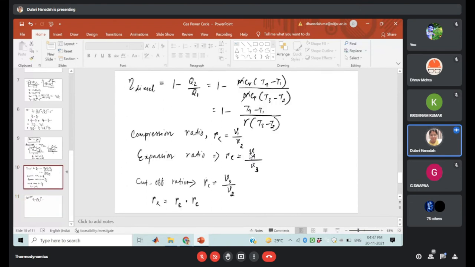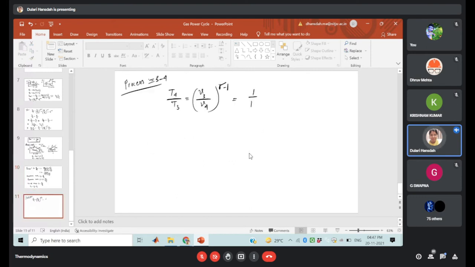यहाँ पे हमने expansion ratio लिया है V4 upon V3. Okay, so it will be expansion ratio RA, to the power gamma minus 1. Okay, so simply I can write it as 1 upon RA to the power gamma minus 1. So then this T4 temperature I can write like this: T4 is T3 multiplied by 1 upon RA to the power gamma minus 1.